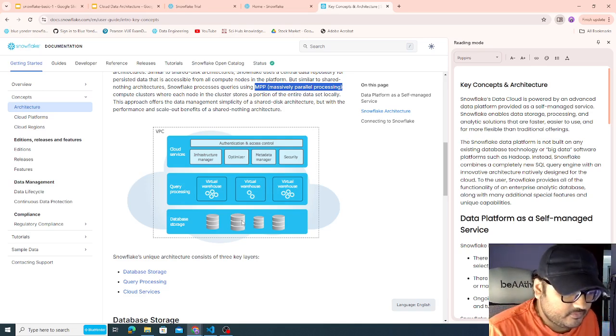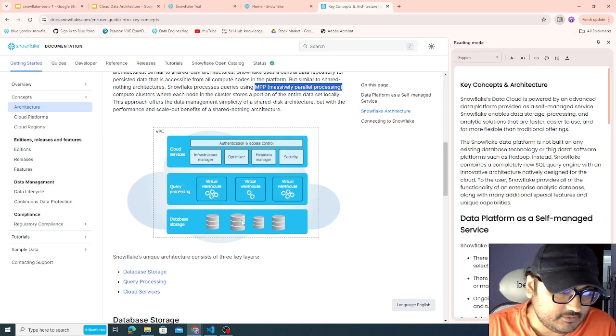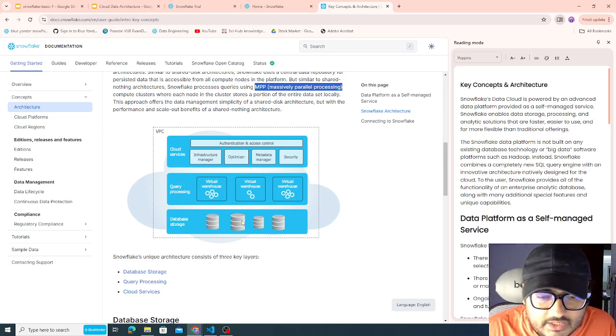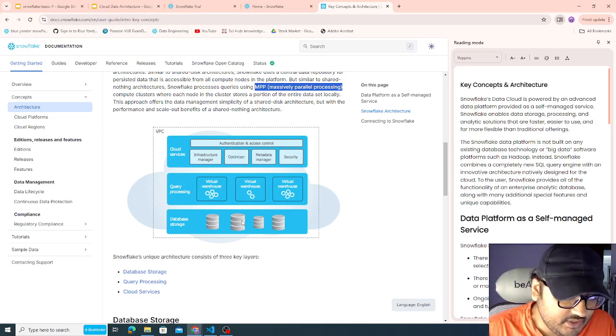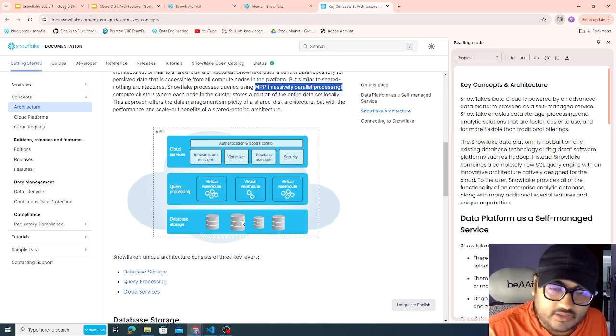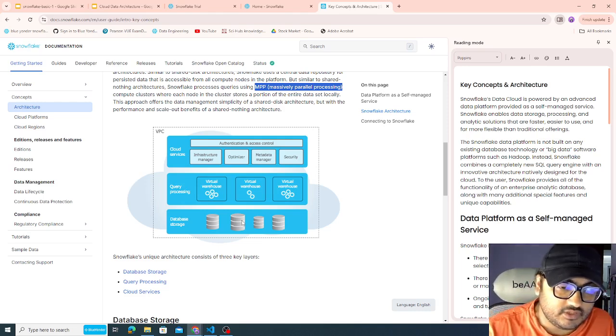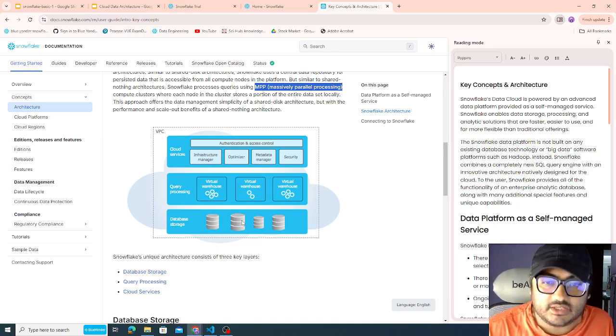Now the second one is your concurrency handling, right? Snowflake has a multi-cluster architecture. That means it lets multiple virtual warehouses access the same data simultaneously without any conflict or downtime. So it is very efficient if you have different teams in your organization, let's say an engineering team, data science team, or some other vertical teams that are accessing the same database simultaneously. So it will provide the data to all of the teams at the same time without having a downtime.